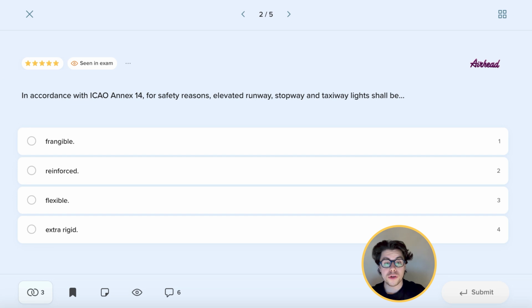Now going into question number 2. So in accordance with ICAO Annex 14, for safety reasons, elevated runways, stopway, and taxiway lights shall be. And of course, the right answer here will be frangible. So frangible will be the word that you will hear many times when it comes to the aerodrome design and how the aerodromes are built.